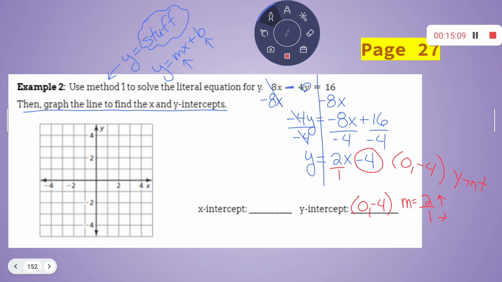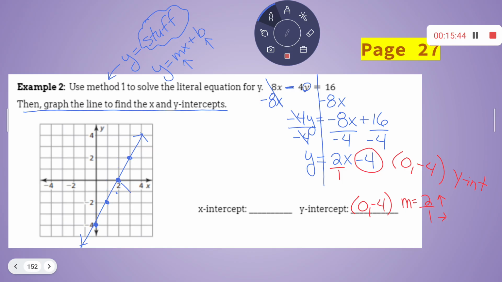So let's start by graphing our y-intercept. Remember, first point always goes on the y-axis. In this example, it's at -4. And now from that point, I want to rise 2, run 1, and put another point. Keep going because we need to find the x-intercept. So rise 2, run 1, put another point. Rise 2, run 1, put another point. Now very neatly attach your points, put arrows at the end.